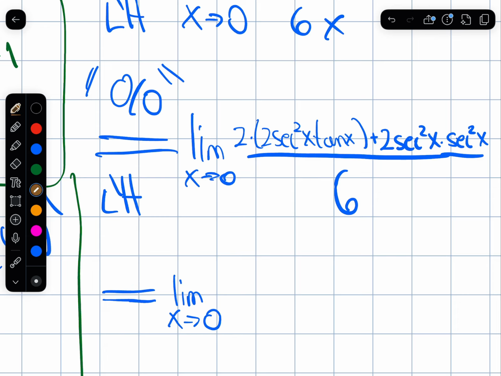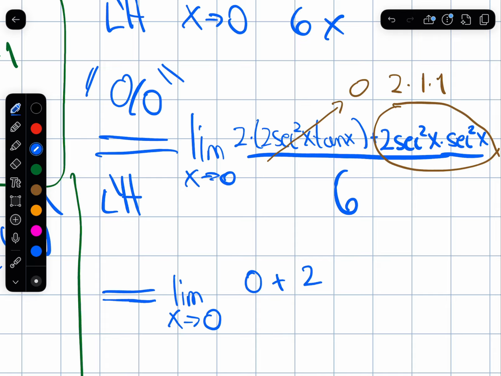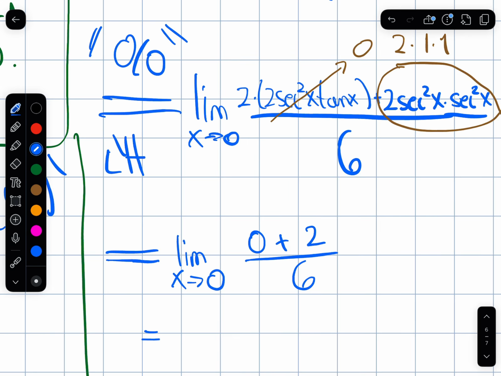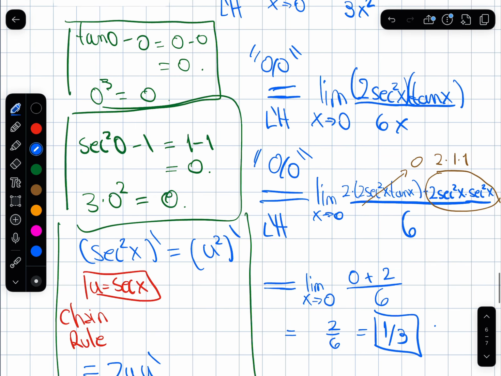Of course I can reorganize, but as soon as I'm done with the derivatives, I can try and plug in x again. When I plug in x equals 0, tangent 0 remains, so all of this is going to be 0. But thankfully, this is not going to be 0. Secant of 0 is 1, because secant is 1 over cosine, and the cosine of 0 is 1. So all of this is going to equal 1, with the 2 there, 2 times 1. So the answer here is going to be 0 plus 2 over 6, which is a third. So finally, we're done. L'Hopital's rule allowed us to get out of this pickle.